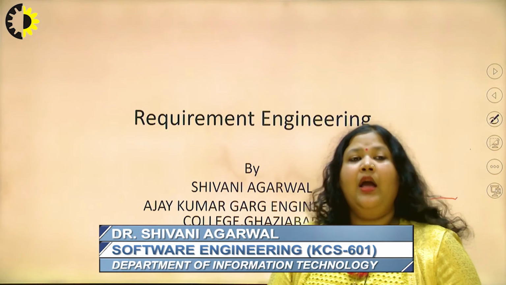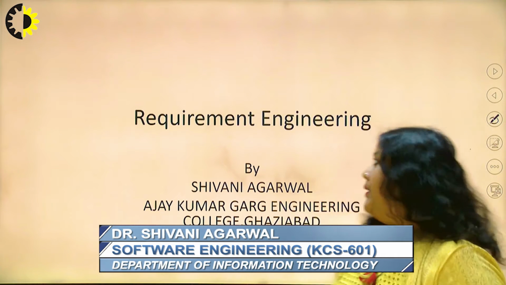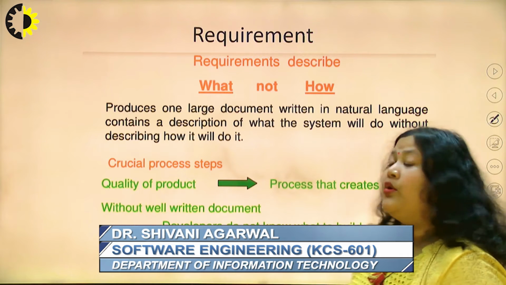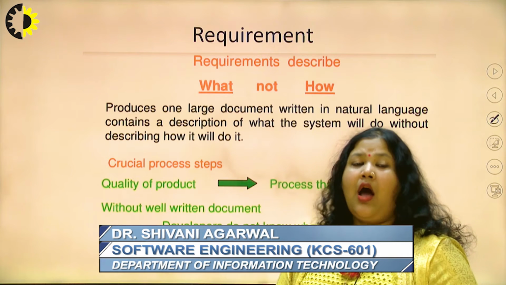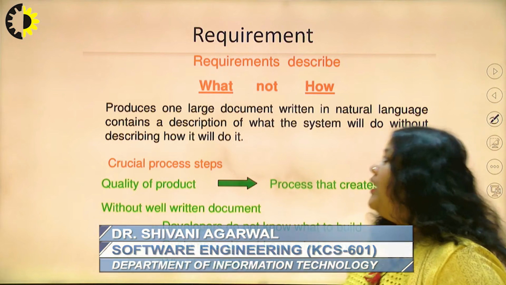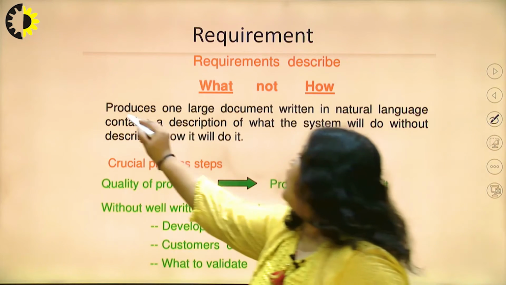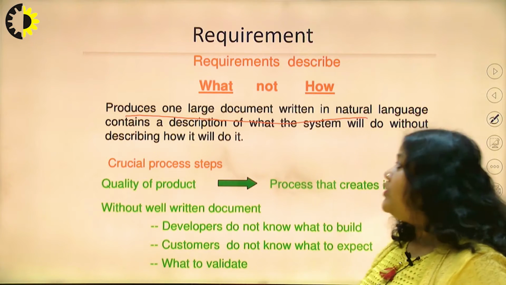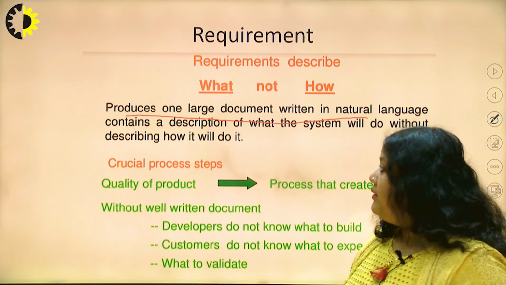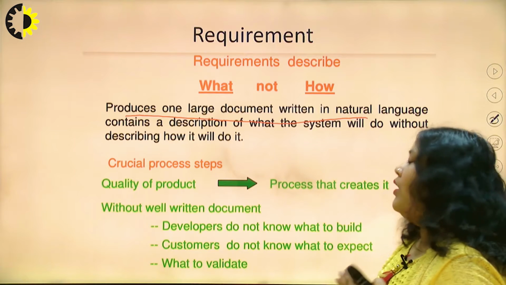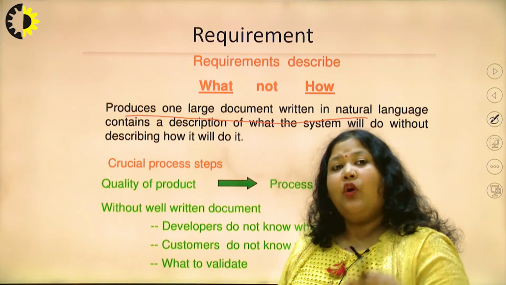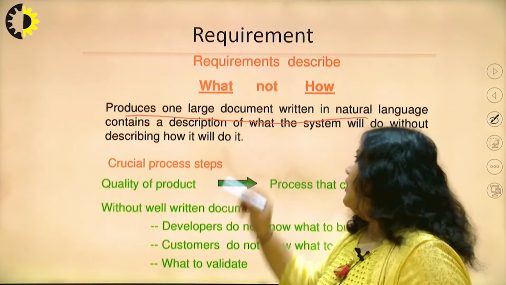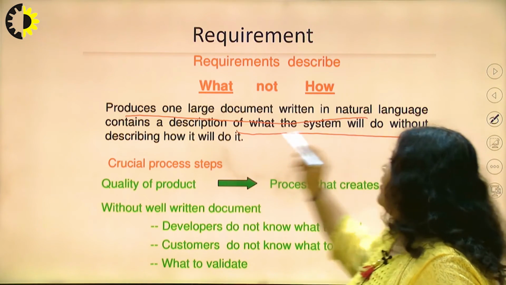So today my topic is requirement engineering. So what is requirement basically? Requirement means what to do, not focus on how it will be done. So basically it produces one large document that is written in natural language and gives the description of the basic system, that is, what the system will do, not dependent on how it will be done. So this is the basic definition of the requirement.